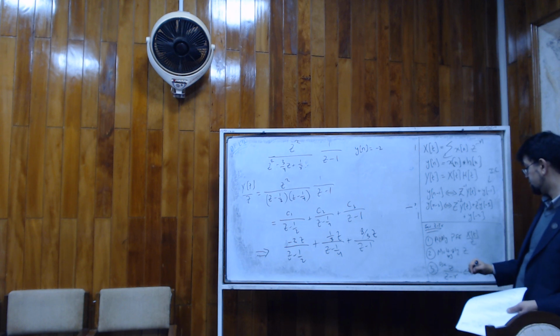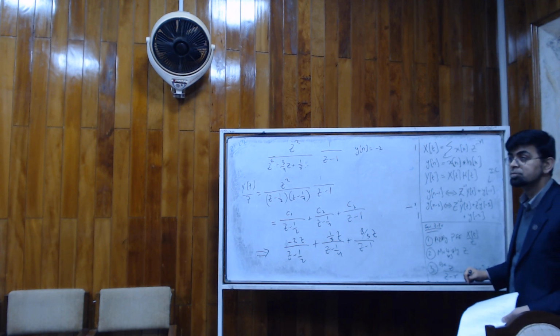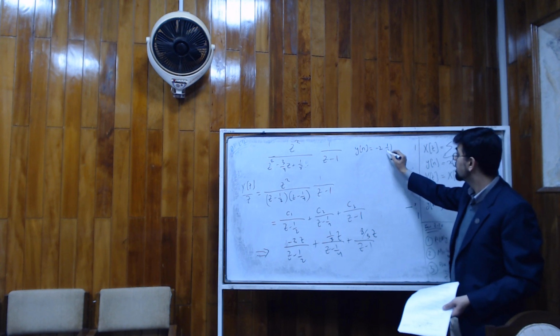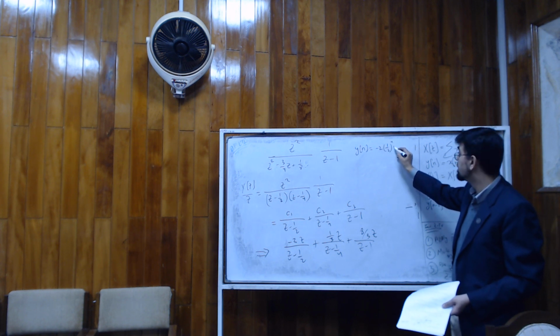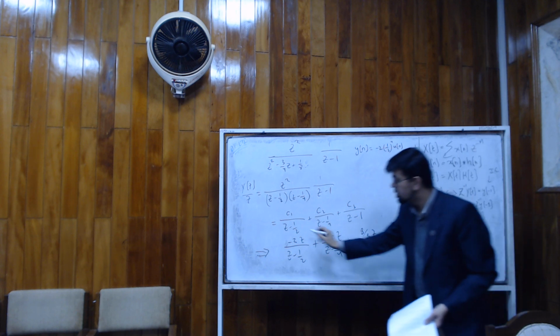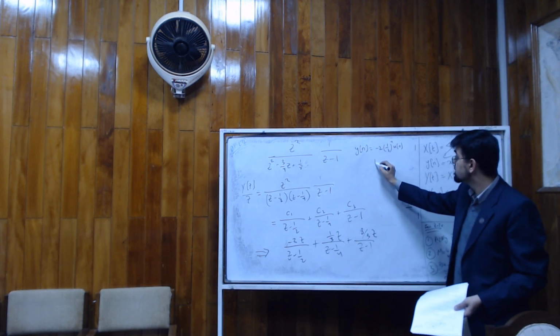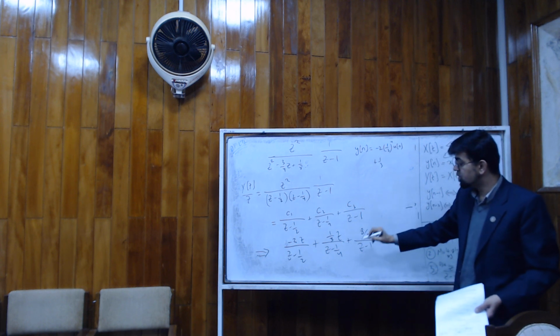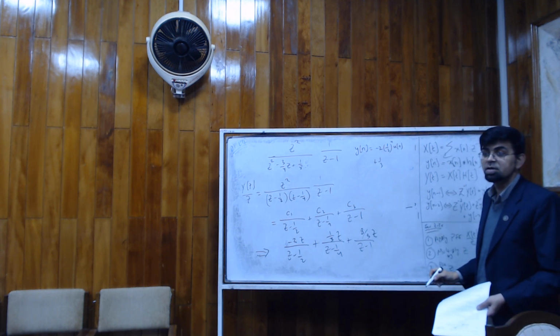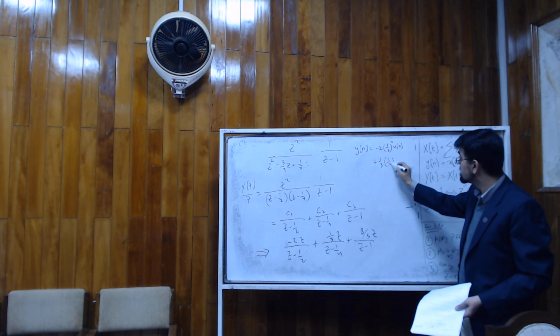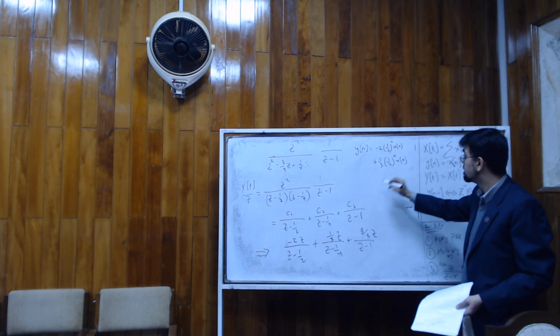From here 0.5 and half and un. That's inverse of this term, right? Plus 1 by 3, then Z over Z minus 1 by 4. What's the inverse? 0.25 raised to the power n. Yeah, so 1 by 4 raised to n un.